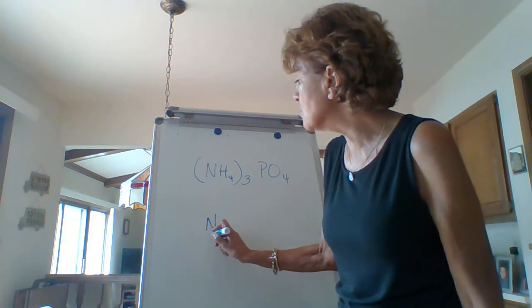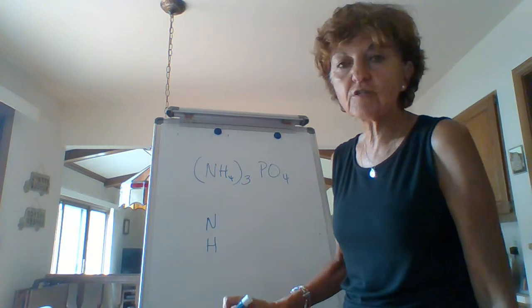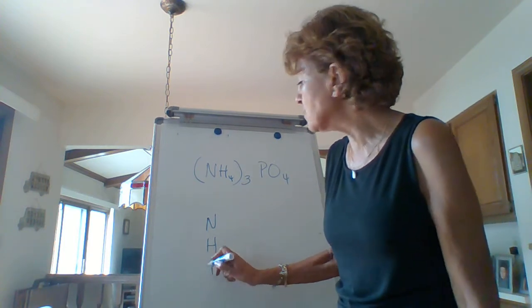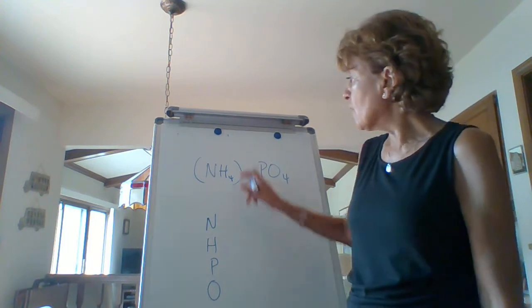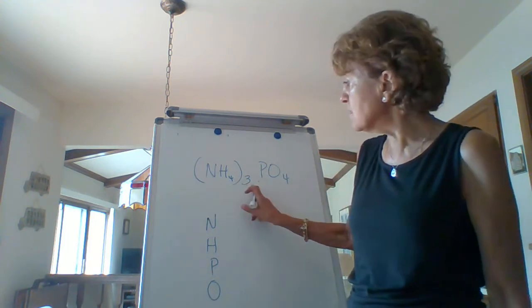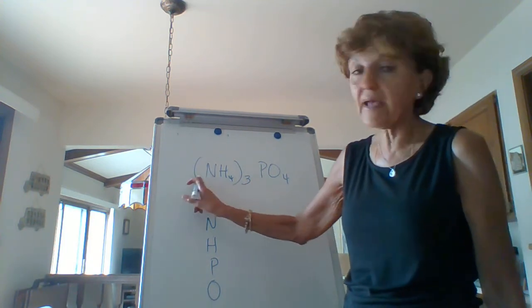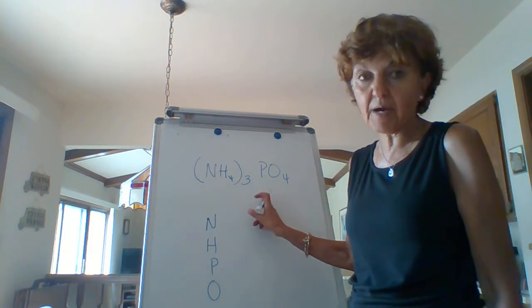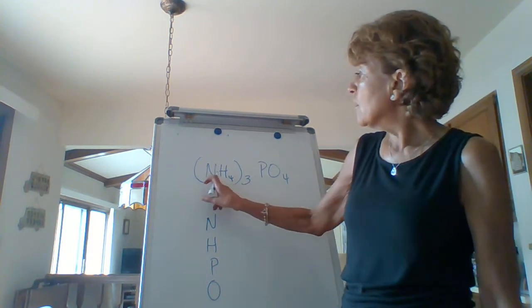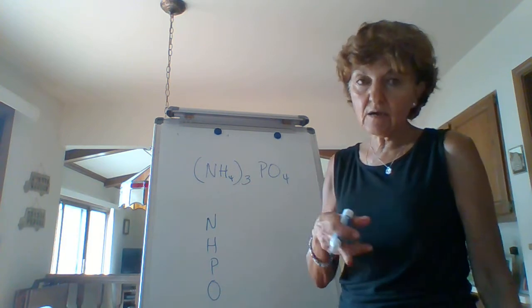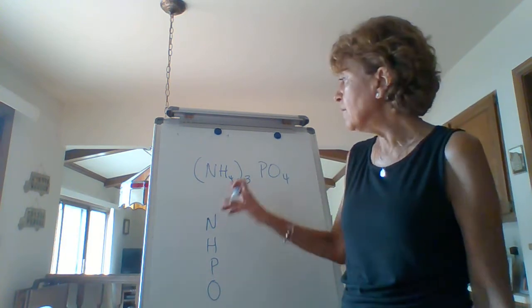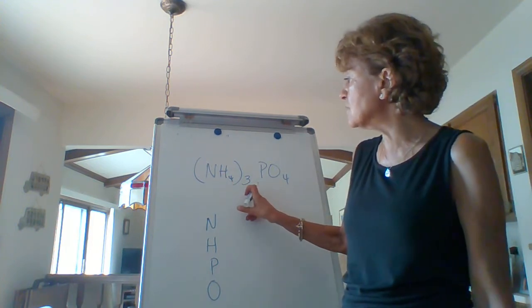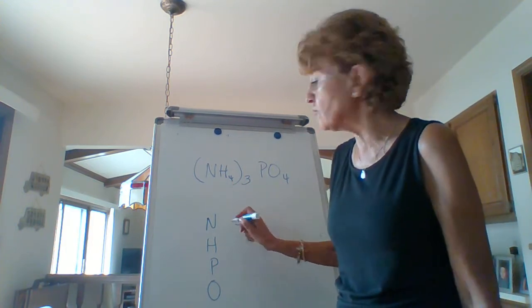How many nitrogens do we have? How many hydrogens do we have? How many phosphoruses do we have? And how many oxygens do you have? All right, see these parentheses here? This number here means that you multiply everything in the parentheses by 3. So this is a 1. Whenever there isn't a number right next to an element, it's assumed that it's a 1. So this is 1 nitrogen times 3, so that means you have 3 nitrogens.